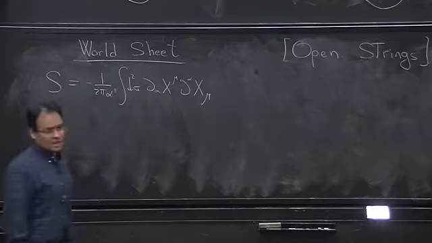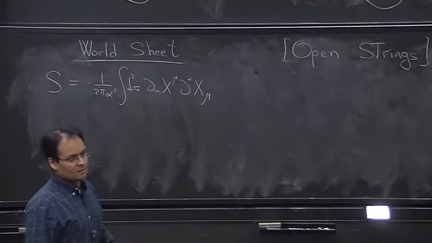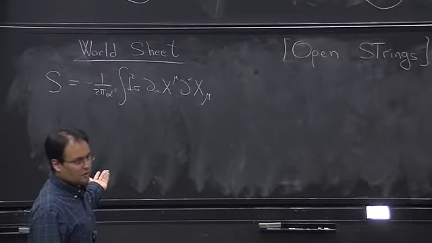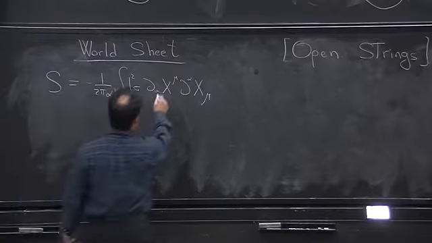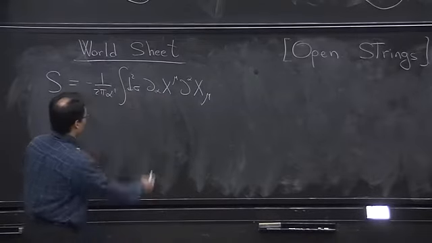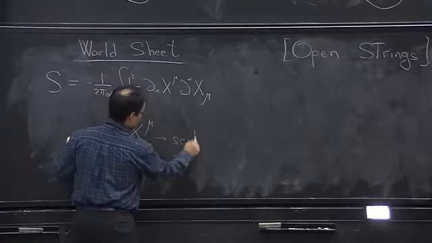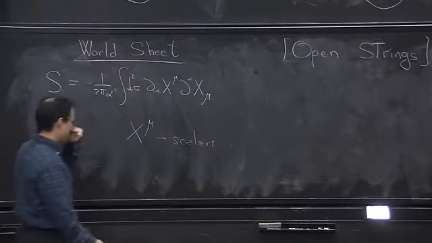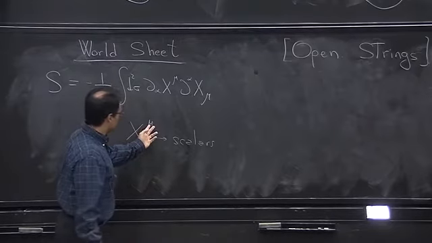But instead, you can ask for fun, well, if you want fermions in the space-time, you should start by adding fermions on the worldsheet and see what happens, okay? Now, remember, our x mu's are scalars, okay? And the mu index is a vector index in space-time.